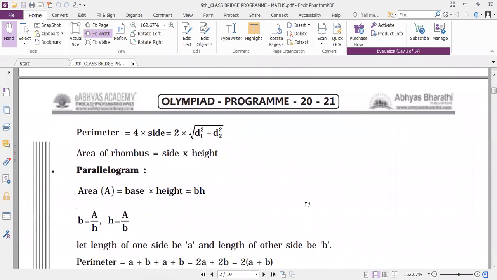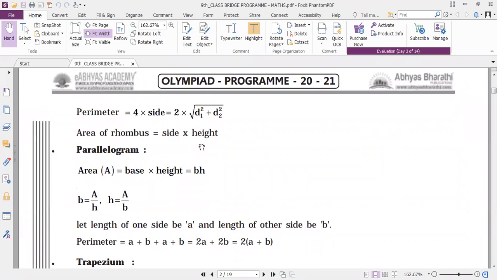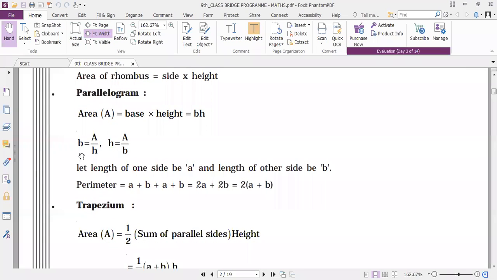Perimeter of a rhombus is 4 into side, that is 2 into under root of d1 square plus d2 square. Area of a rhombus is side into height. Next, in the parallelogram, area equal to base into height, that is BH, we know the formula. Suppose we have to find out the H, that is A by B. We need to find out the B, area by height H.